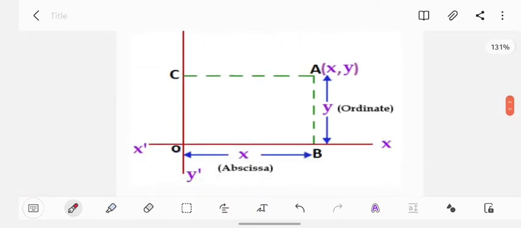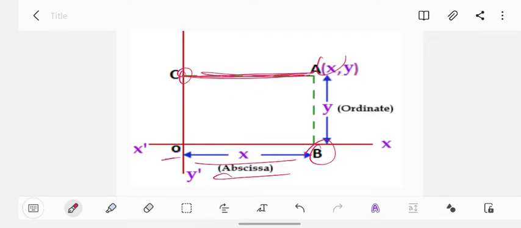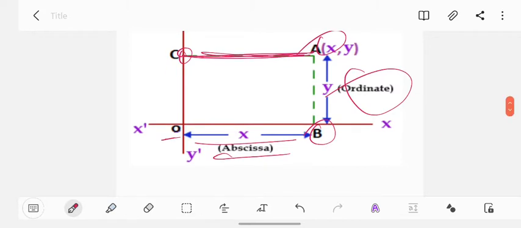By looking at this particular figure, if you look closely, the distance of B from the origin is taken as x, which is nothing but the abscissa. This particular distance is drawn from the y-axis, perpendicular to the y-axis. This is the x point, taken first as x, and for the y, it is drawn perpendicular on the x-axis, which is called the ordinate. I hope this is clear to you all.